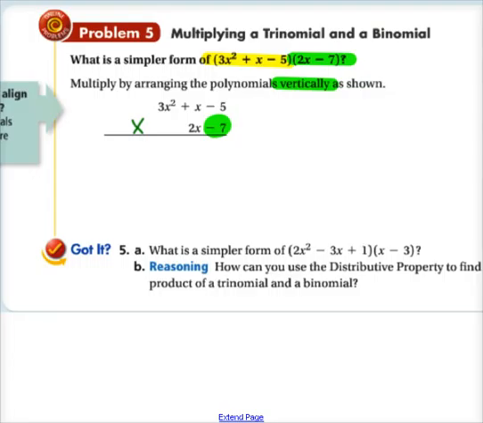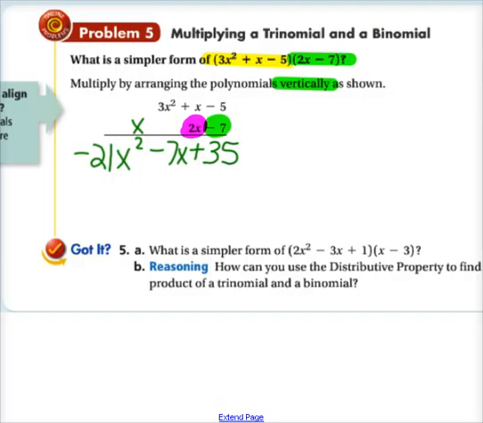Negative 7 times negative 5 is 35. Negative 7 times positive x is negative 7x. I did a plus because 35 was positive. Negative 7 times 3x squared is negative 21x squared. Now I need to go to the 2x.